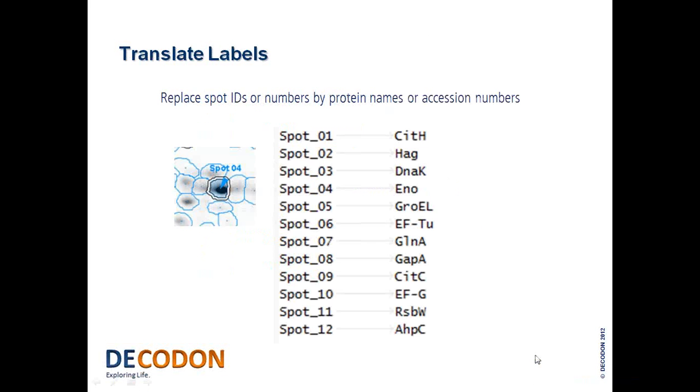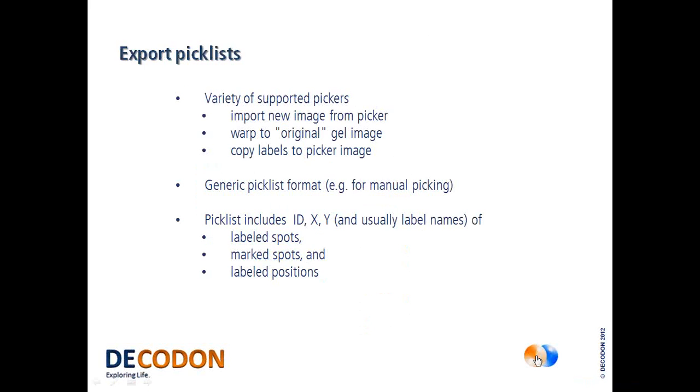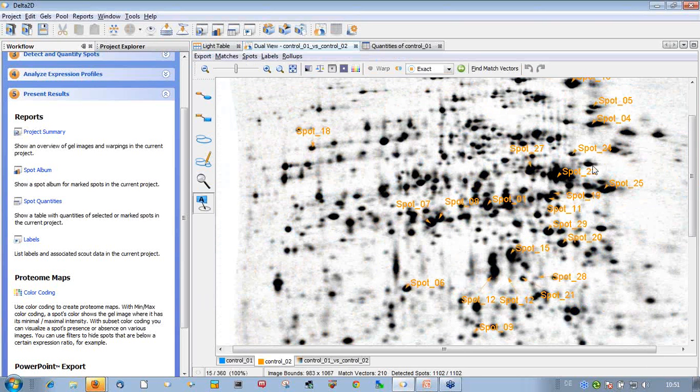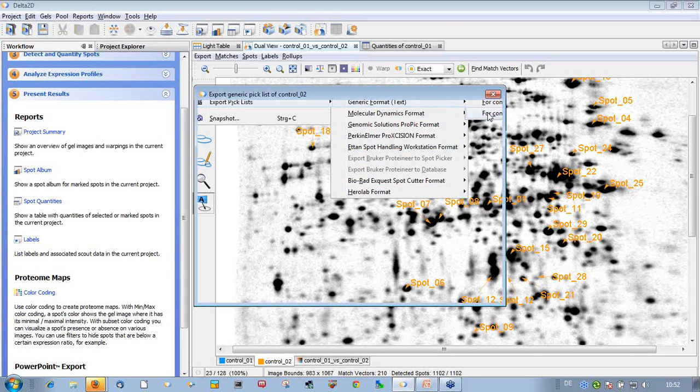Let me show this in Delta 2D. We have prepared another image where we have real interesting labels, in a total of 29 labels, and then I choose the export menu, I choose export picklists, and then I could now choose the picker that I have in my lab or the generic format for this image, control 2.